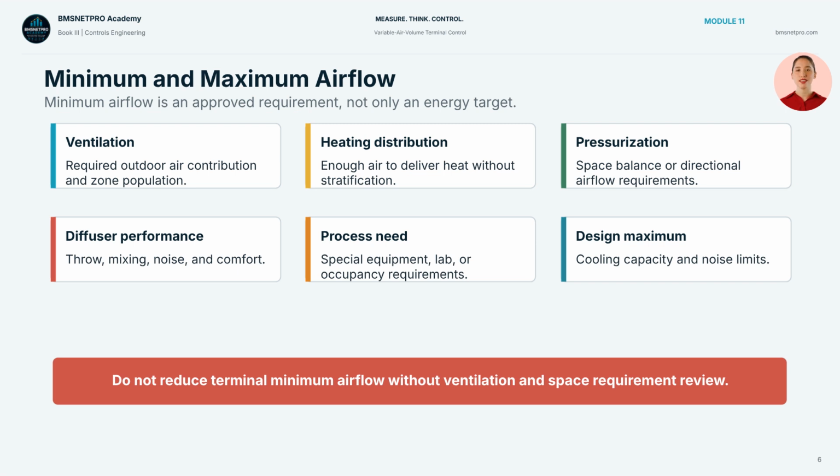Minimum airflow is not just an energy number. It may be required for ventilation, heating distribution, pressurization, diffuser performance, process needs, or approved design limits. Maximum airflow must also respect cooling capacity and noise. Reducing minimum airflow may reduce reheat, but it can also violate ventilation or space requirements. Any change should be documented and connected to the approved design basis.